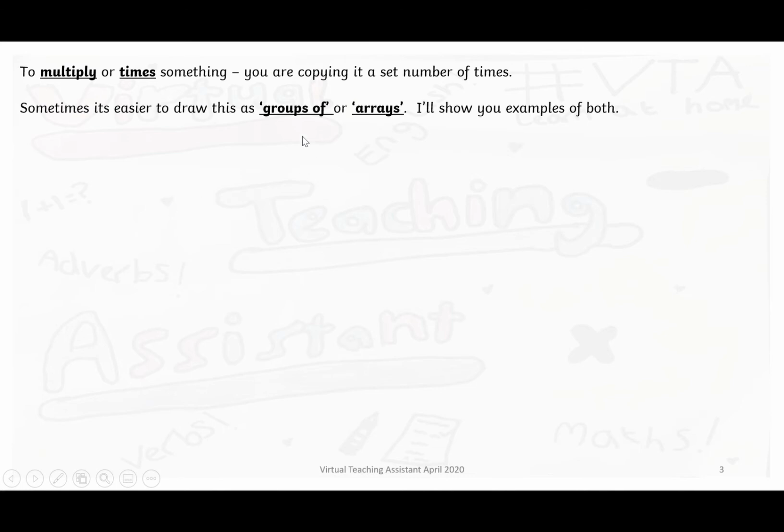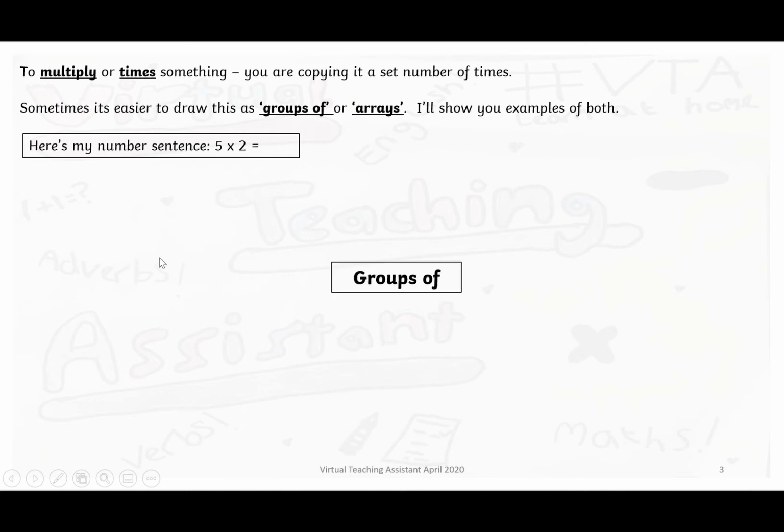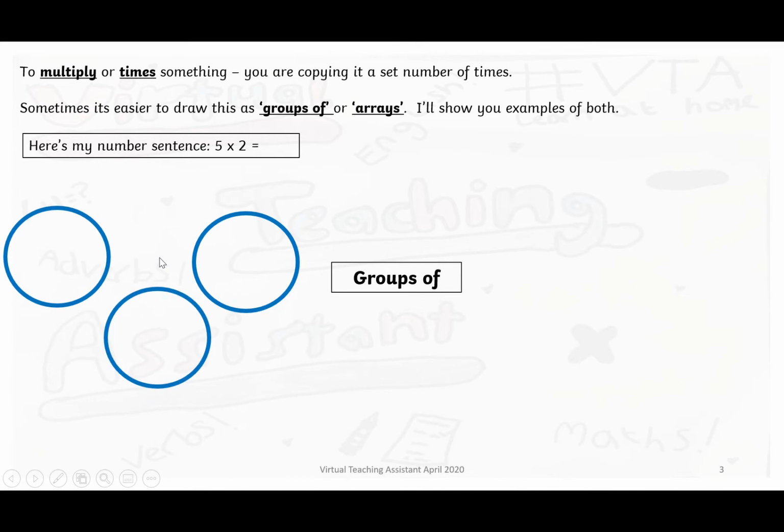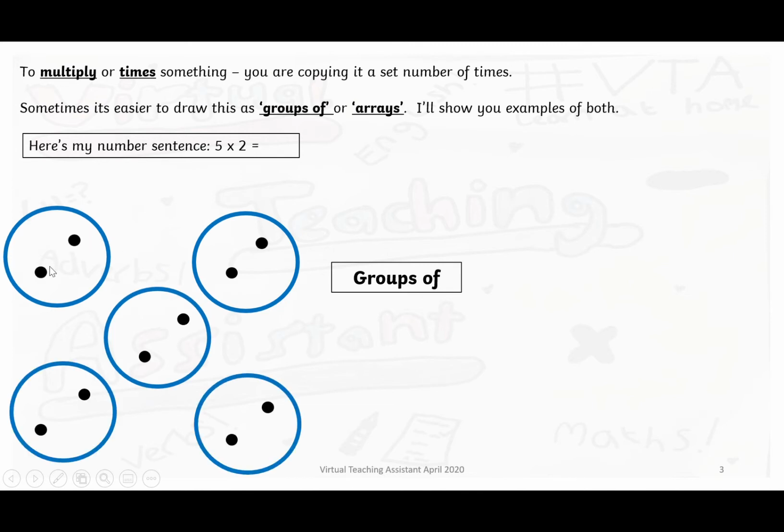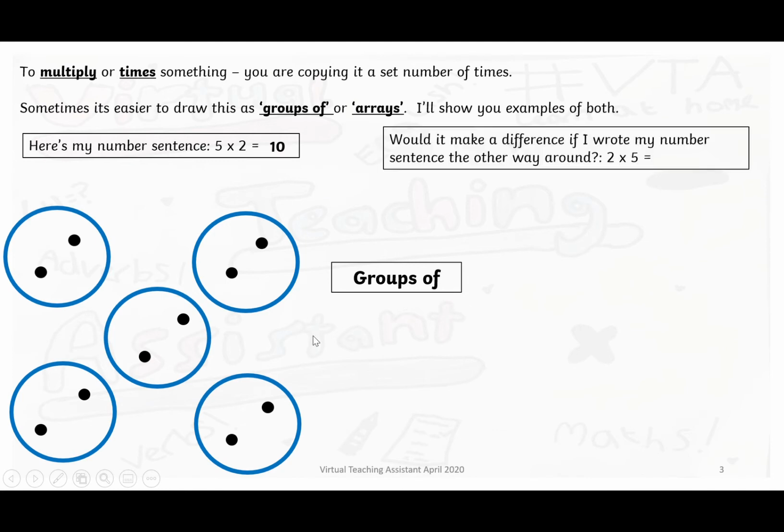So the first one's groups of and then arrays. I'll show you both. So my number sentence would be 5 times 2. So what I'm going to do is draw 5 circles. Okay. And then I'm going to put 2 dots in each circle, all right? And it is as easy as then I'm going to count how much there is in total. So 1, 2, 3, 4, 5, 6, 7, 8, 9, 10. So that gives me 10, okay?